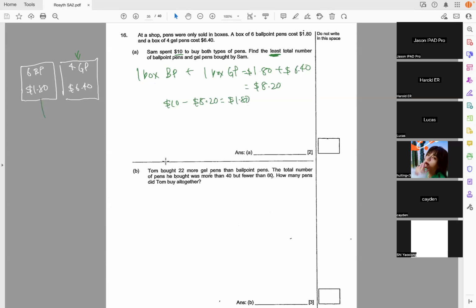180 can buy 1 box of ballpoint pens. So he can buy 1 more box of ballpoint pens. So altogether, he can buy 2 boxes of ballpoint pens, each box has 6 ballpoint pens, and 1 box of gel pens, which has 4. Altogether, the least number of pens bought by Sam will be 16.